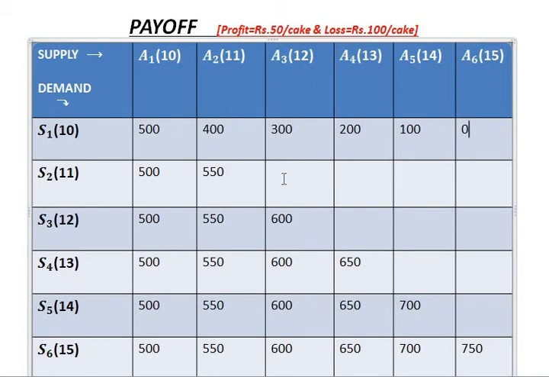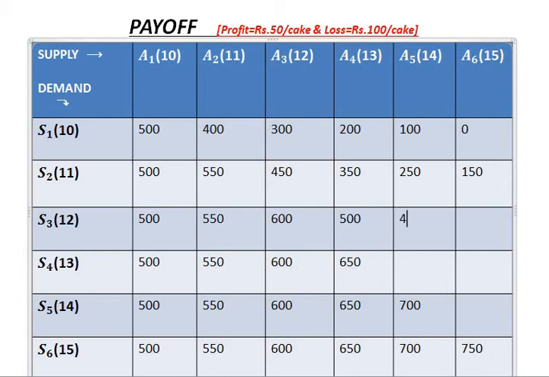Then again loss of 100, so it is 450. Next again loss of 100, 350. Again loss of 100, 250. Again loss of 100, 150. Right? Here what is the profit now?